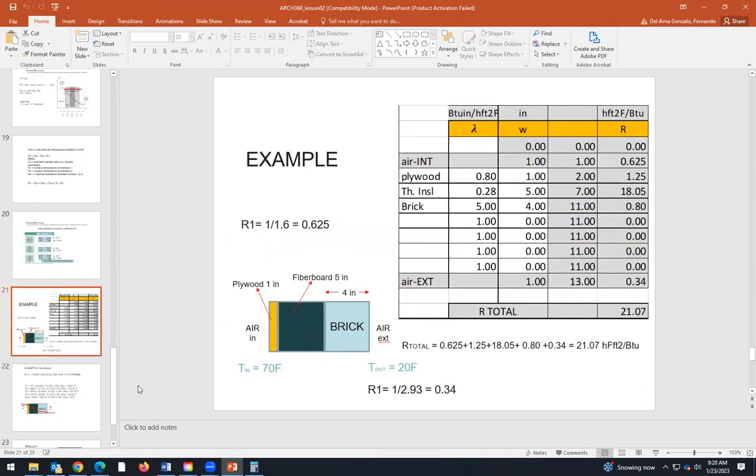Okay. So this is what we have done. First, we need the materials, we need the thermal conductivities and the widths. Where can we find thermal conductivities?